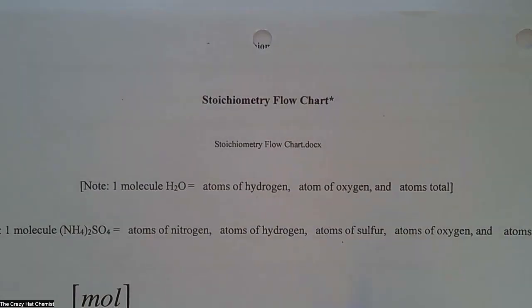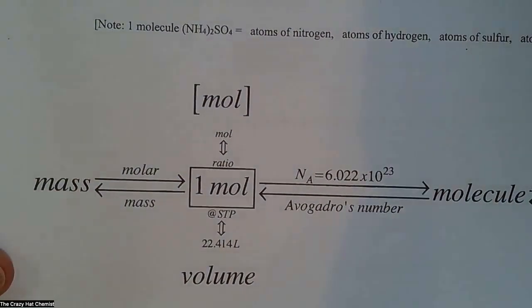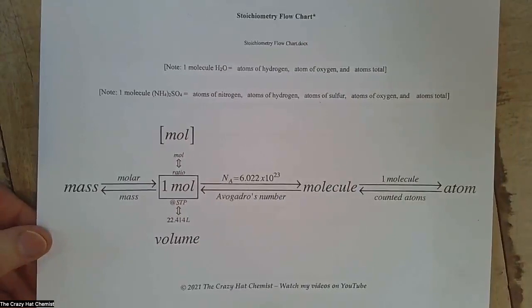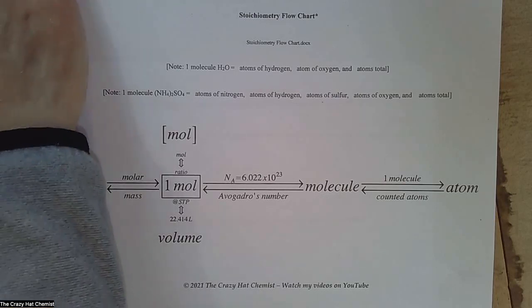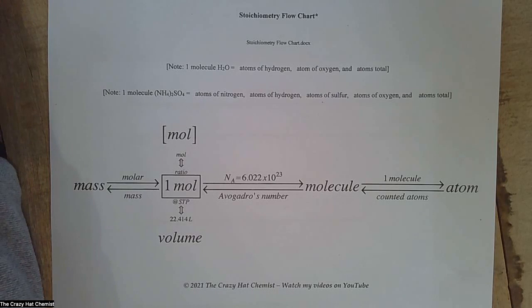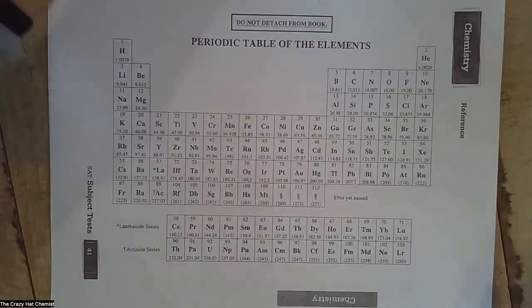are familiar with this stoichiometry flow chart right over here. I'll zoom on out of there so you can get the entirety in there. I'm also assuming that you are familiar with this. And I'm also assuming that you have a periodic table, and specifically the periodic table that I'm using here, and that is this one right here.